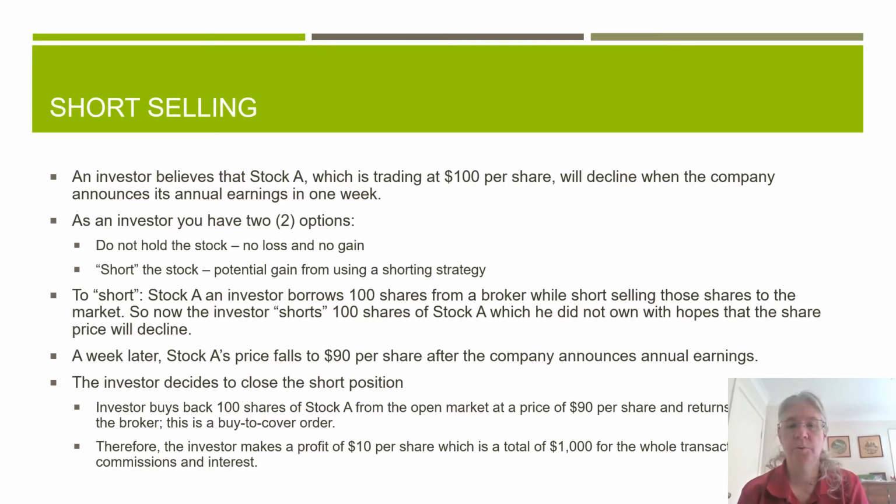So now the investor shorts the 100 shares of stock A. So remember, they didn't own them, and they're hoping the price will go down. A week later, they have the earnings announcements and the price falls to $90. So the investor decides that's a good time to close the position. So they buy 100 shares from the market at a price of $90 per share and return 100 shares to the broker. So this is a buy to cover order. So the investor's made a profit of $10 per share, which is a total of $1,000, but they also have to pay out of that commission and interest, brokerage costs for the purchase of the shares too.